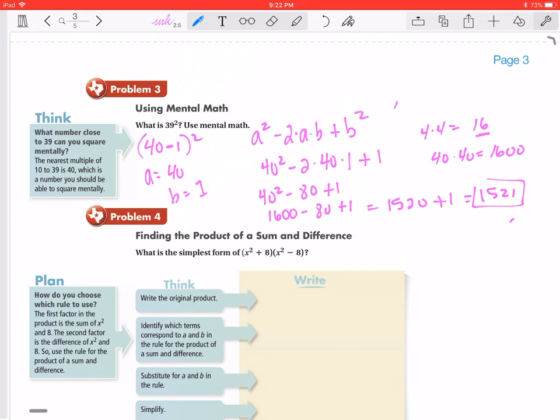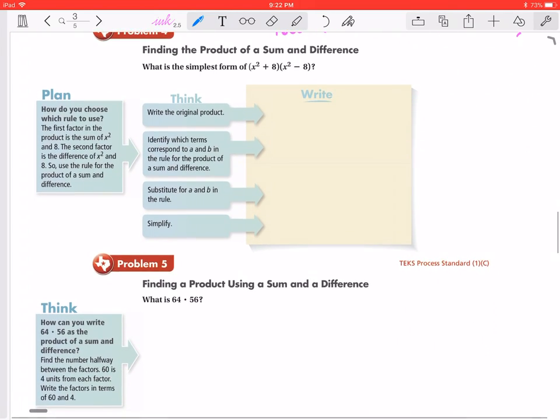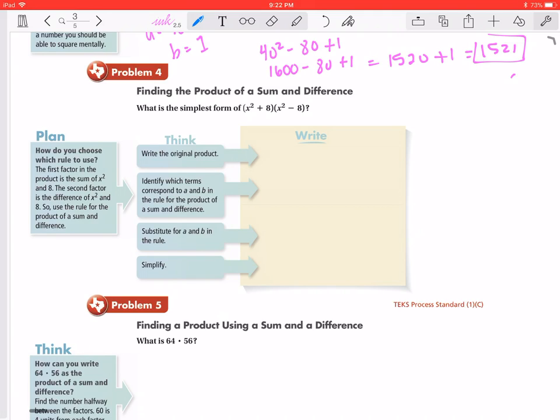All right, now I'm going to do problem number 2. Here we have the product of a sum and a difference. If we remember our formula, it's going to be a squared minus b squared. So we're going to write the original product: x squared plus 8 times x squared minus 8. Now we want to identify which terms correspond to a and b. So a is equal to x squared and b is equal to 8.